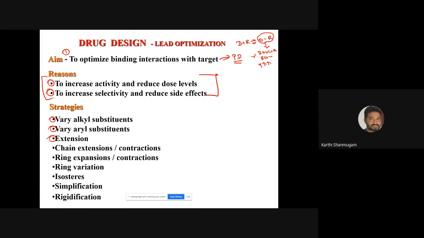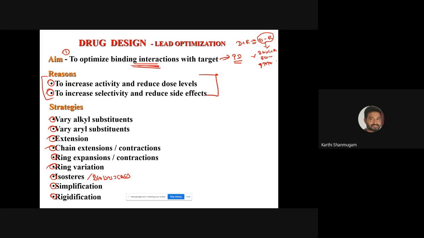So I'm just reading from the slide. The next method is chain extension or contraction. The next is ring expansion or contraction. Next to that is ring variation. Then isosteres, simplification, rigidification. So here we can say isosteres or bioisosteres. Okay, so these are the very commonly used strategies during lead optimization techniques for improvising the binding interaction with the target. So if we improvise the binding interaction with the target, we can expect more of the biological response.